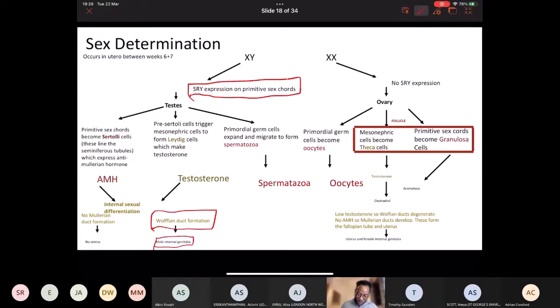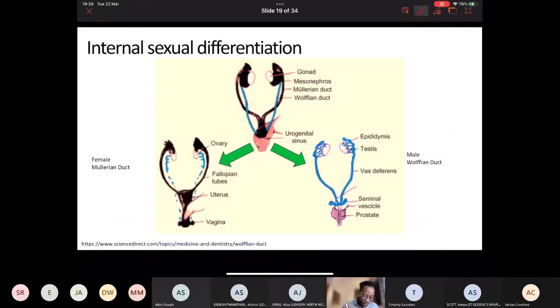So if you remember Mullerian duct formation, so no anti-Mullerian hormone, and so they don't have the SRY gene, so they're not going to be male, and they have Mullerian duct. Okay, hopefully that will help some of you out in the exams. Great, let's move on. So we spoke about the internal sexual differentiation, and this is basically it.